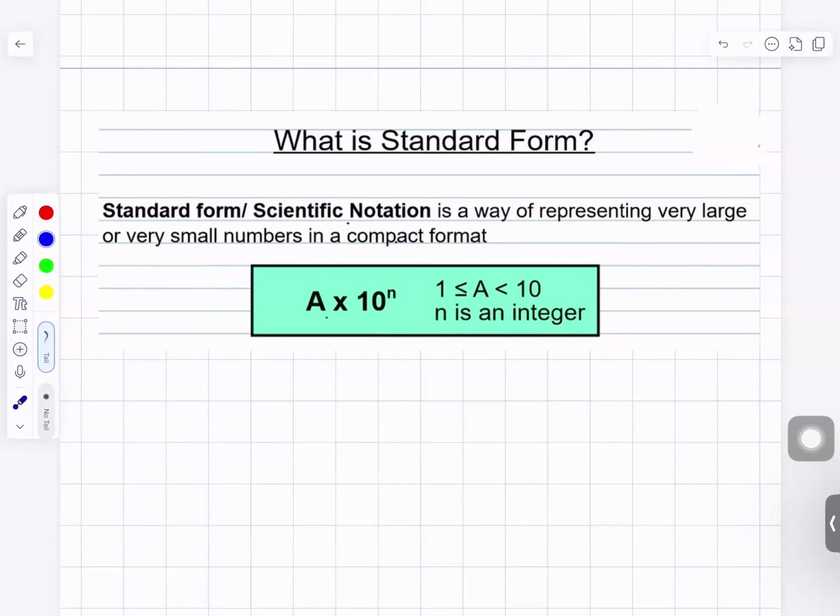So what is standard form? Standard form is scientific notation. It's a way of representing very large or very small numbers in compact form. It always starts with a number times 10 to the power of n, where n is an integer.